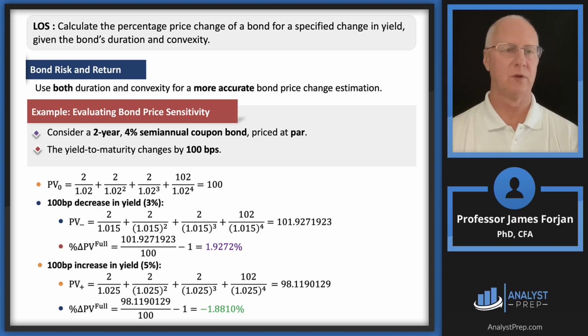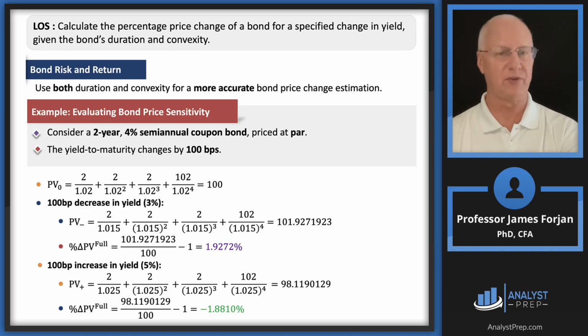In this case, we'll look at a 2-year bond, 4% semi-annual coupon, and this bond is priced at par. Now make certain that you're sensitive. In our previous example, we had an annual pay bond. Here we have a semi-annual pay bond, so we're going to have to make a slight adjustment or two as we go through the next couple of slides.